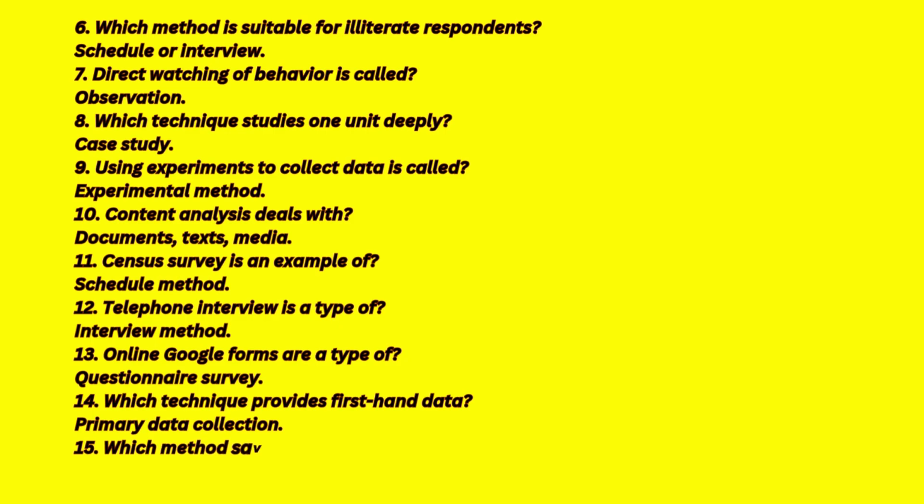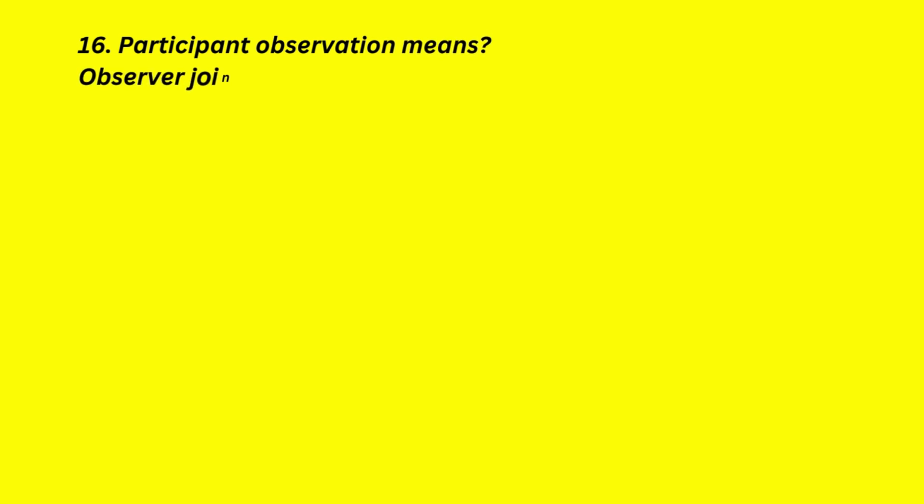Question 13. Online Google Forms are a type of questionnaire survey. Question 14. Which technique provides first-hand data? Primary data collection. Question 15. Which method saves the most time? Secondary data collection. Question 16. Participant observation means the observer joins the group studied.